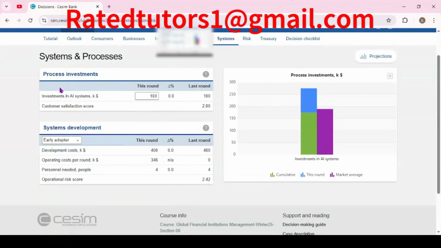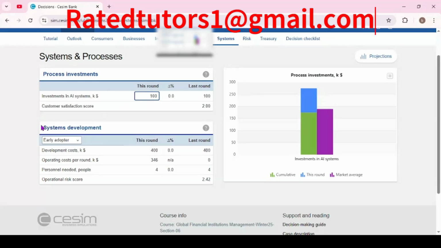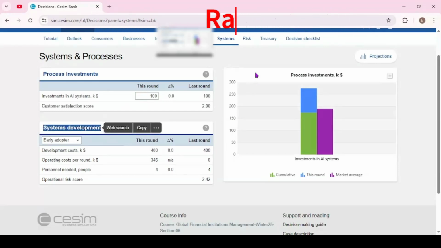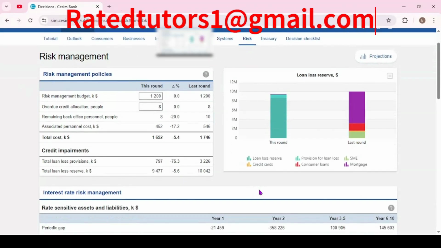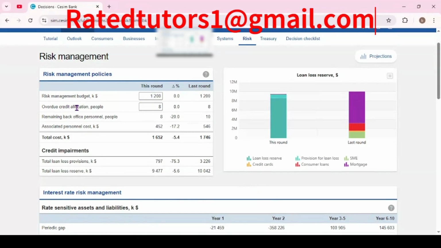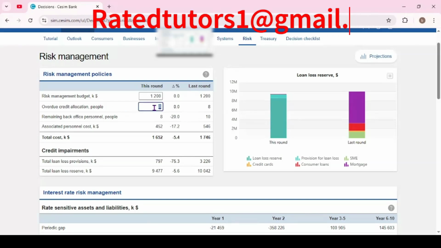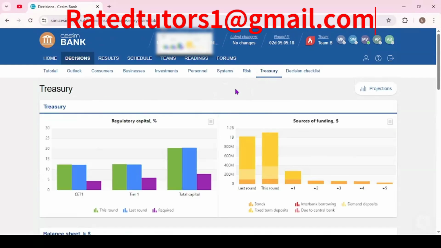Now with the systems, we are simply talking about the investments in AI systems. And I'm just giving it 100 only. And under the system development, I'm using the early adopter. Under risks, we have the risk management, whereby you have to have a good risk management budget. So for me, I'm using 1,200. And under the overdue credit allocation people, I'm using only 8 people. Yeah, that's it. Next and last part is the treasury.